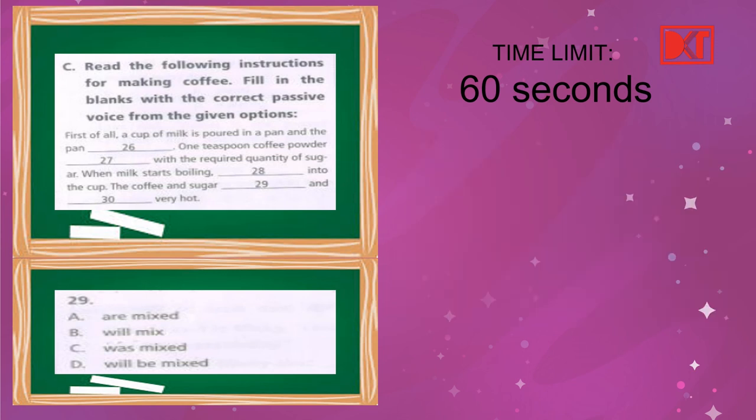This one says, the coffee and sugar dash, A are mixed, B will mix, C was mixed, D will be mixed. This one should be easy for you by now. Coffee and sugar are mixed. Kyun, present ki baat ho rahi hai and past participle.